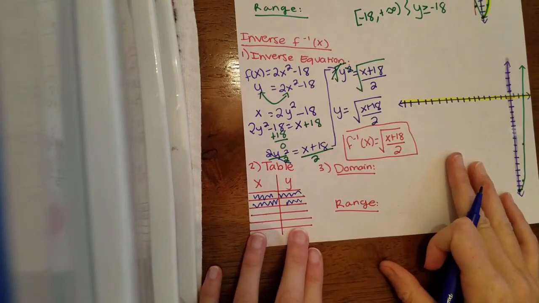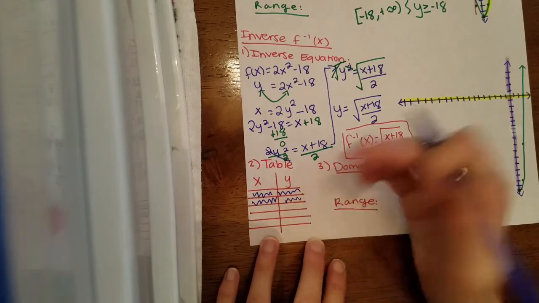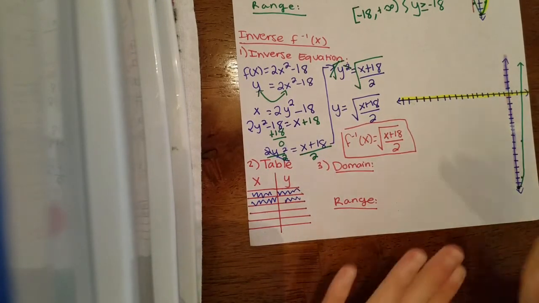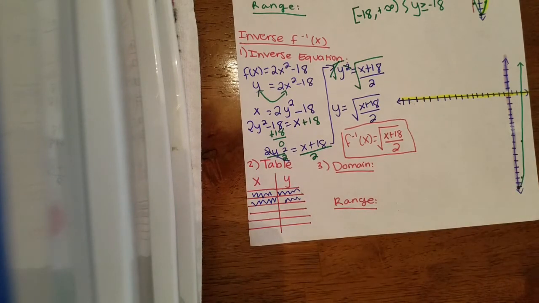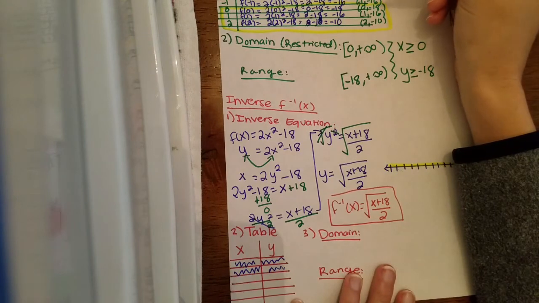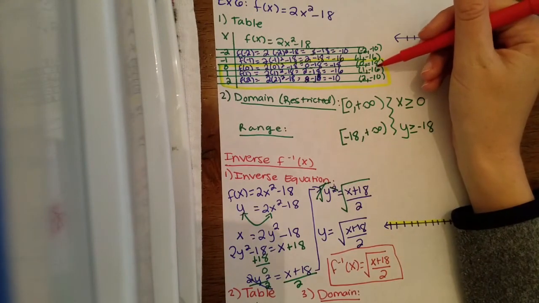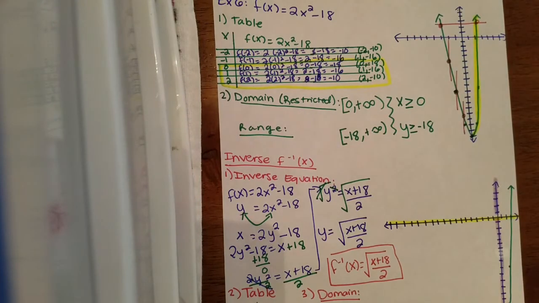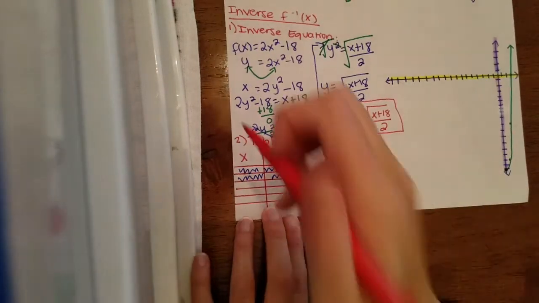When you make your table, you can just have 3 spots if you want. But since I made 5, I'm just going to scratch them out so I'm not even tempted to put them down. So my first point in the restricted domain that's allowed is at the point 0, negative 18. But when we interchange the x and y values, we'll get negative 18, 0.